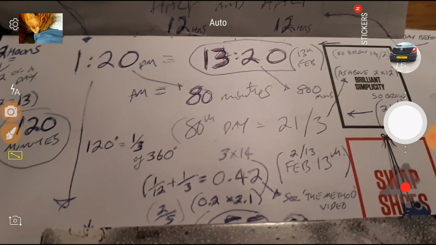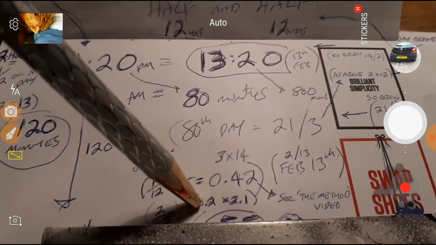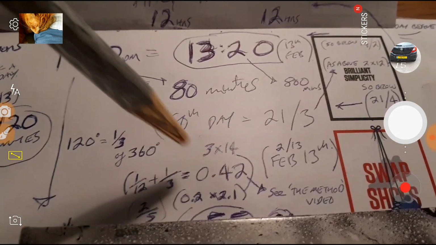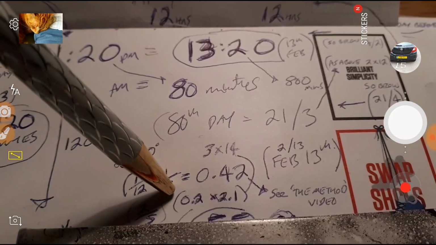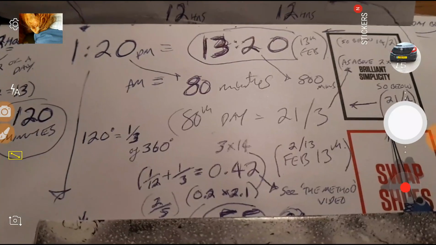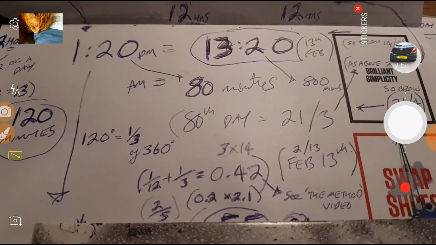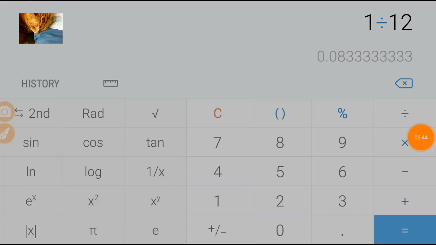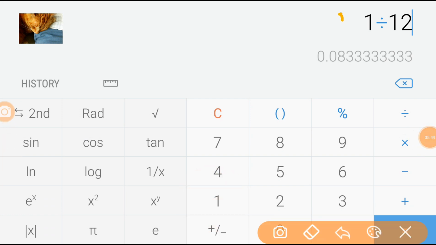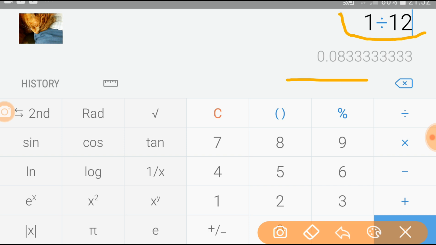Let's get the camera back. 0.2 times 2.1 equals 0.42, which is what a 12th plus a third equals. So that's the complicated bit. I'm going to kind of show that on a calculator just to get that bit cleared up. Okay. So that's showing how a 12th equals 0.08 and then 3 recurring. That is 1/12.